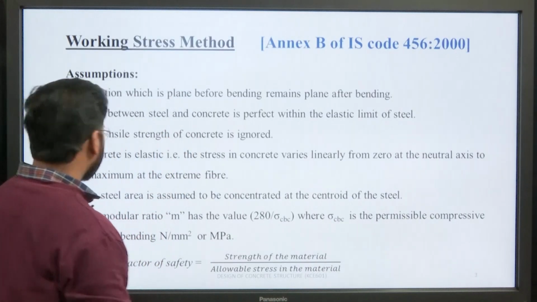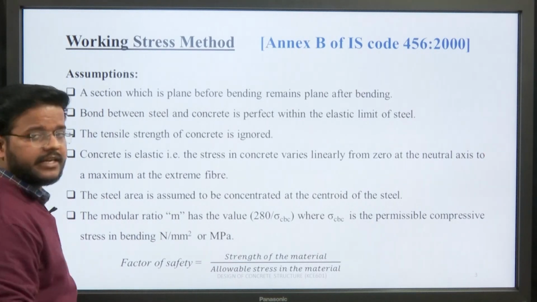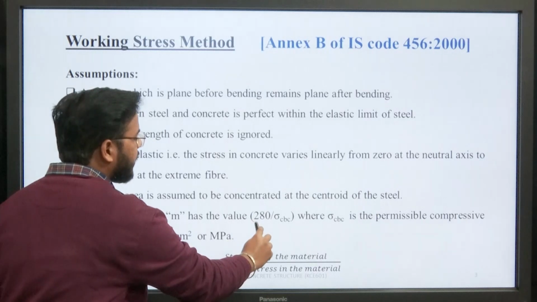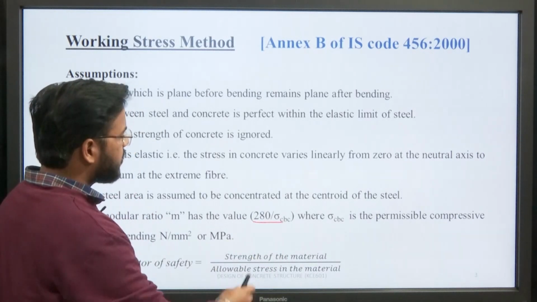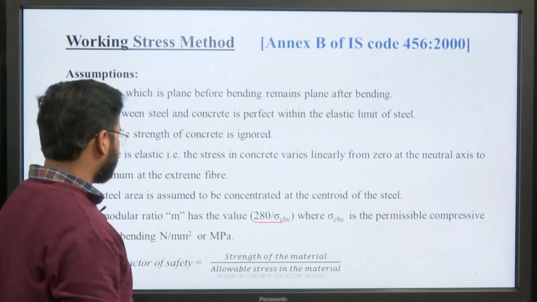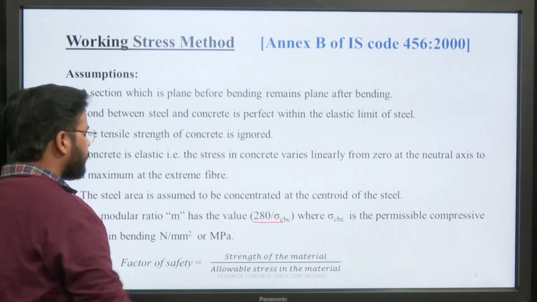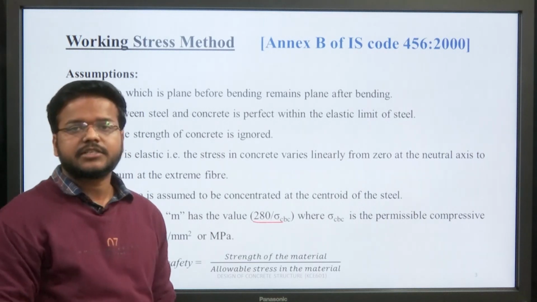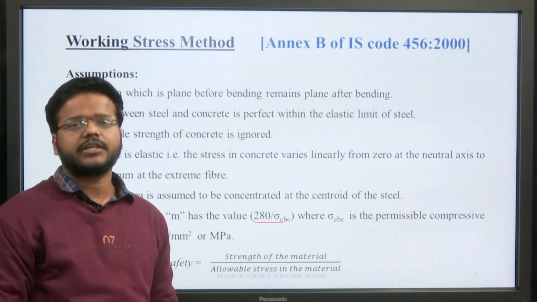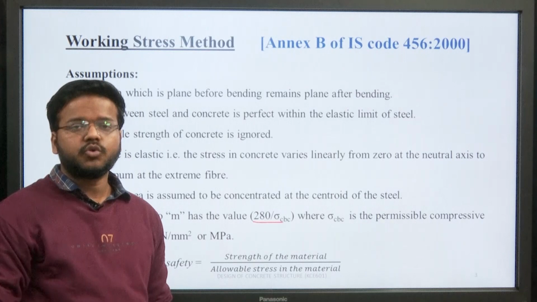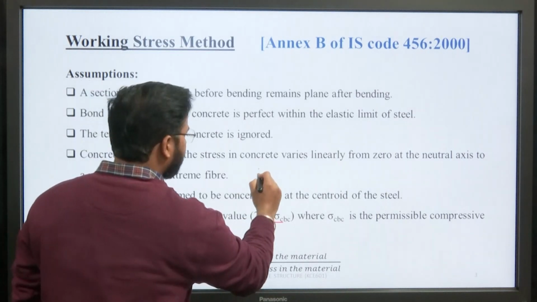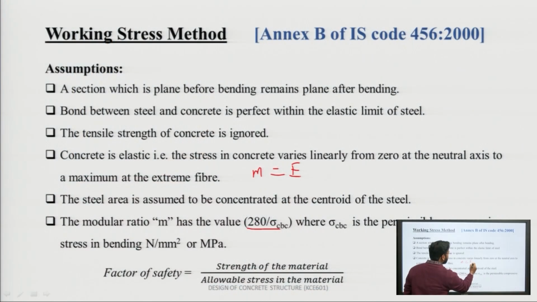And the last assumption taken in this method is that the modular ratio has a value equal to 280 upon 3 sigma CBC, where sigma CBC is the permissible compressive stress in bending in Newton per mm square. Basically the modular ratio is defined as the ratio of the modulus of elasticity of steel to the modulus of elasticity of concrete, means m equals Es upon Ec.